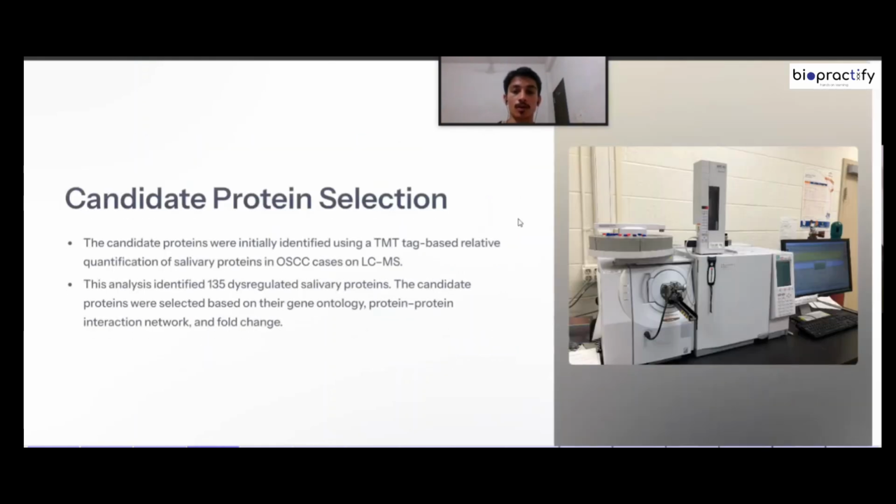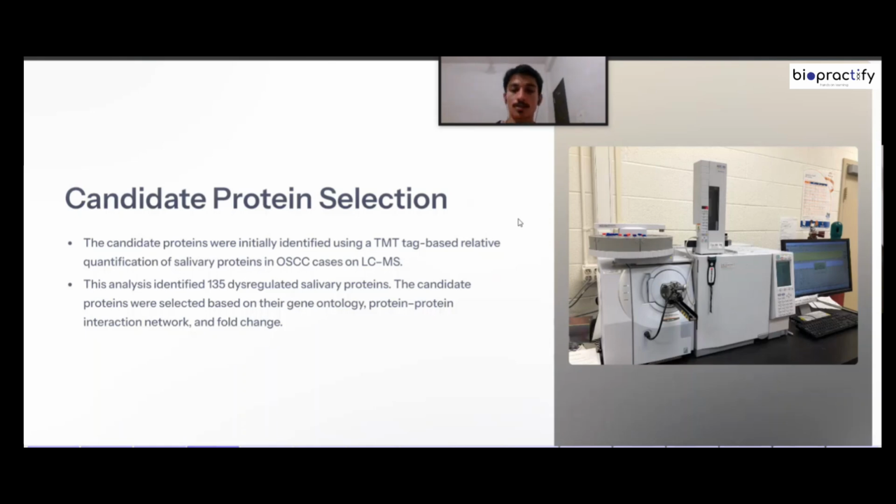Moving on to the next one. Protein selection. So basically, how were the proteins selected that were to be identified in the proteomics? The candidate proteins were initially identified using a TMT tag-based relative quantification of salivary proteins in OSCC cases on LCMS.